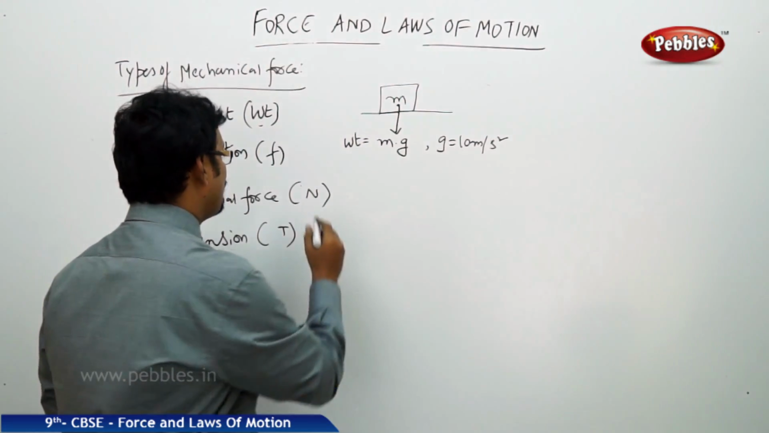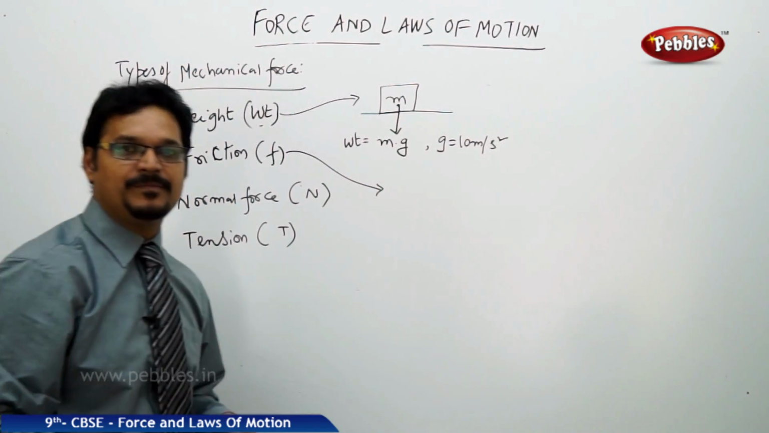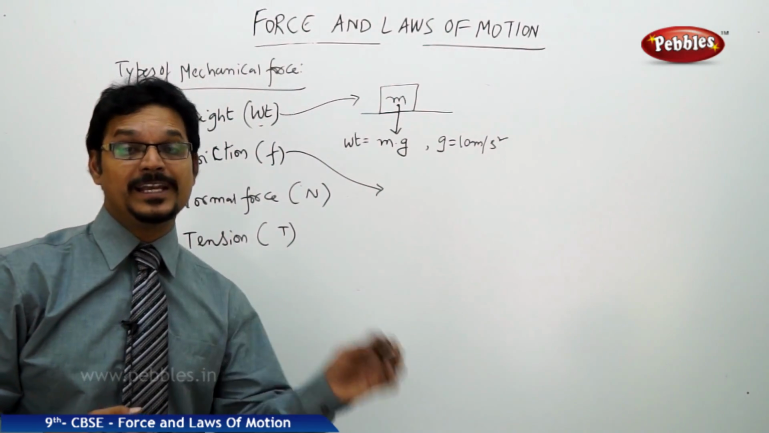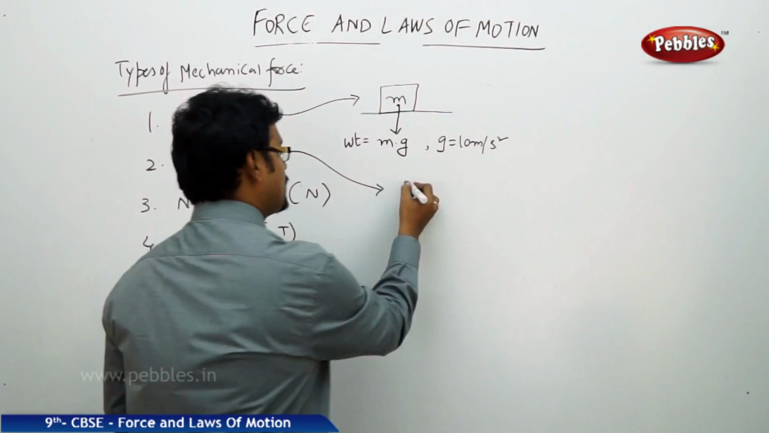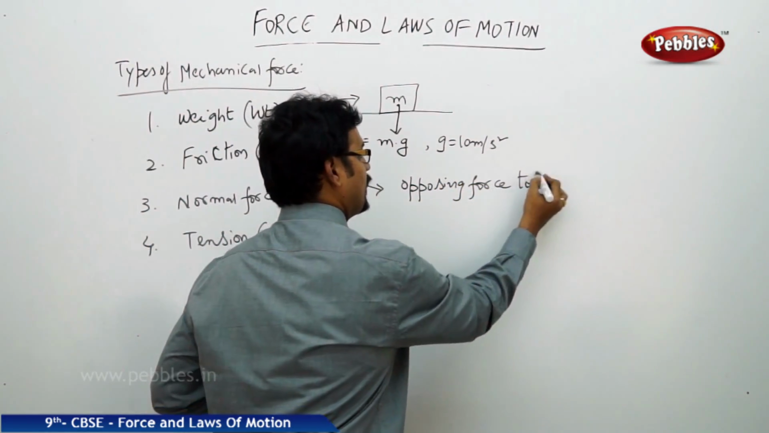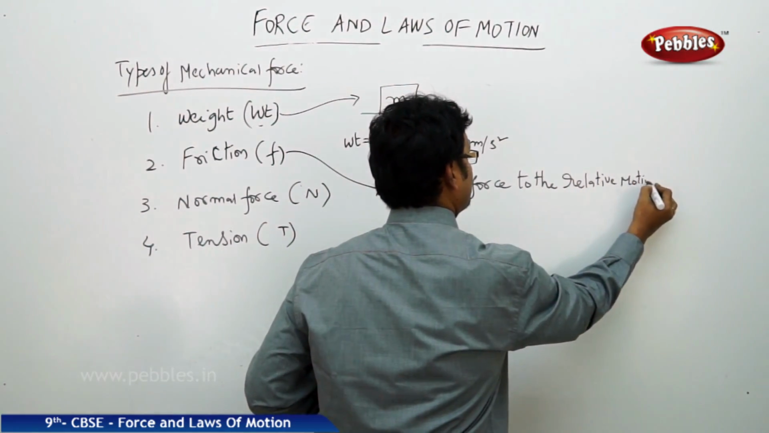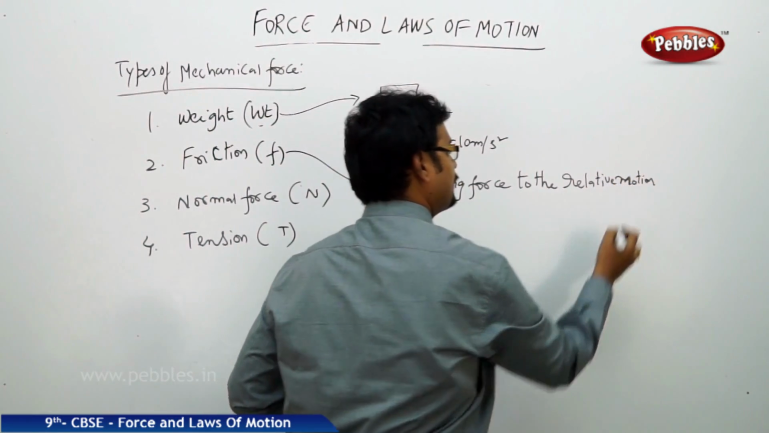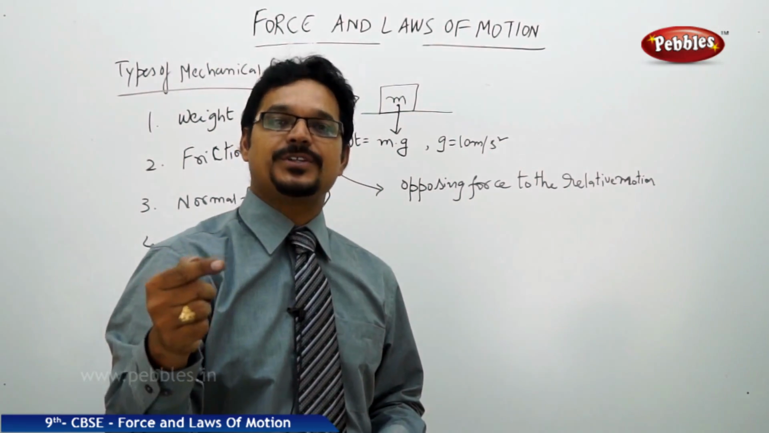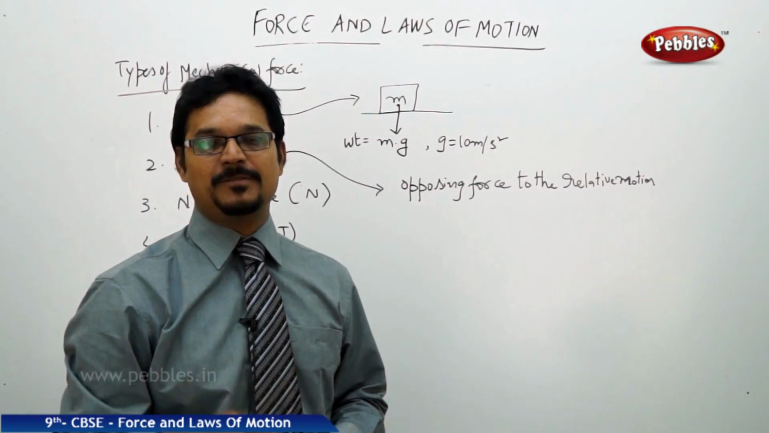Now let me tell you briefly about what is friction. More we discuss later. Friction is the opposing force to the relative motion of the body. Means friction makes the body come into motion. It makes the body come to rest also. Both the ways are possible.